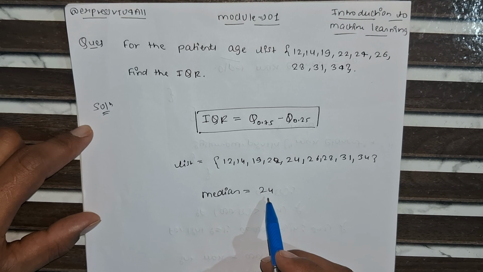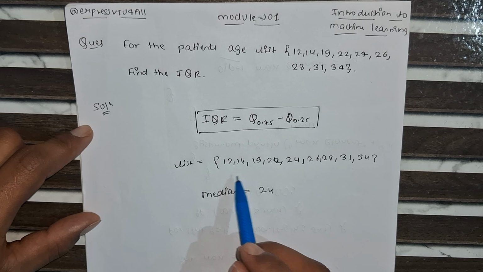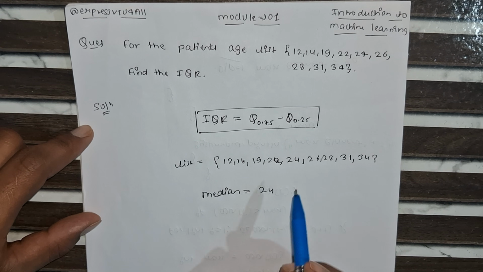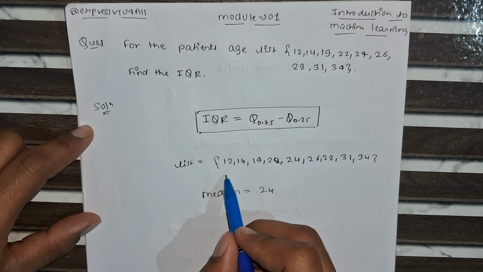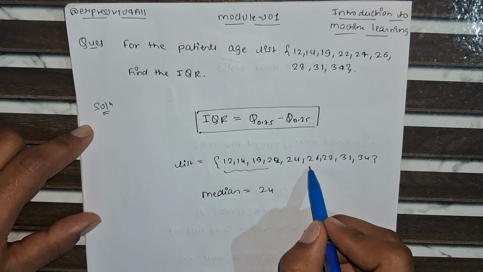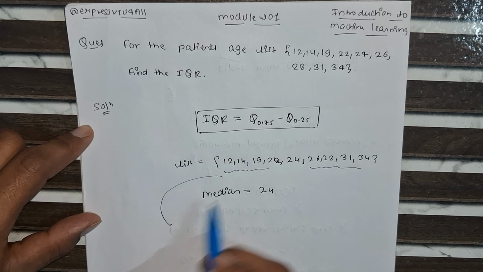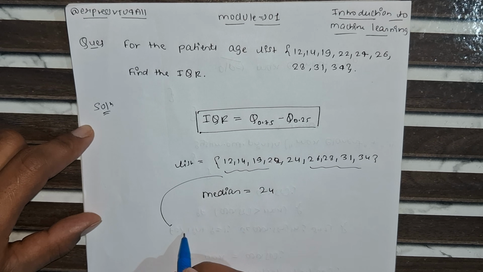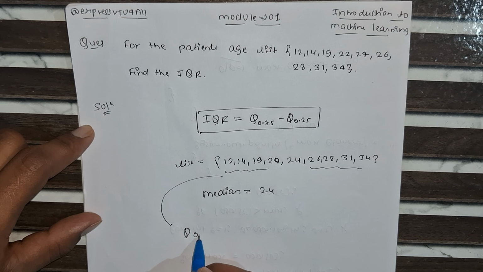How can we take the median equals 24? Because the list is already sorted, means increasing order, so directly we can get the median. So before the median, this is our first quartile and after it is our third quartile. So first we find the first quartile, which is nothing but 0.25. So quartile which is 0.25.